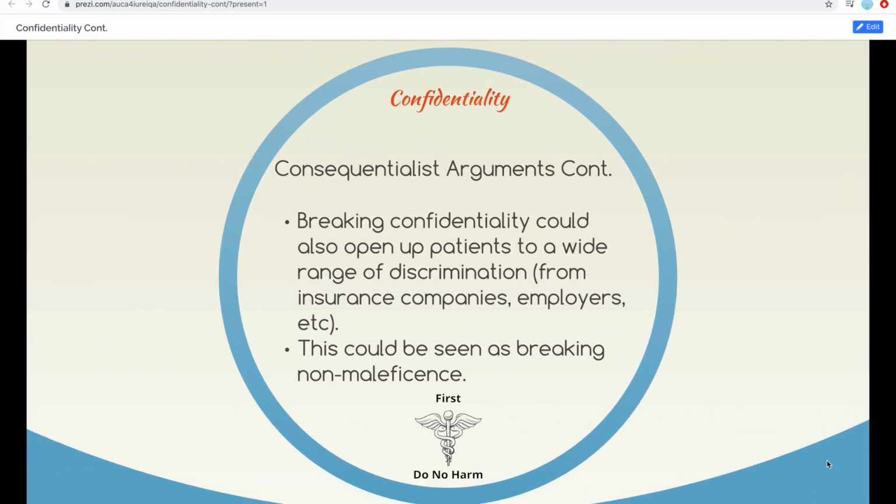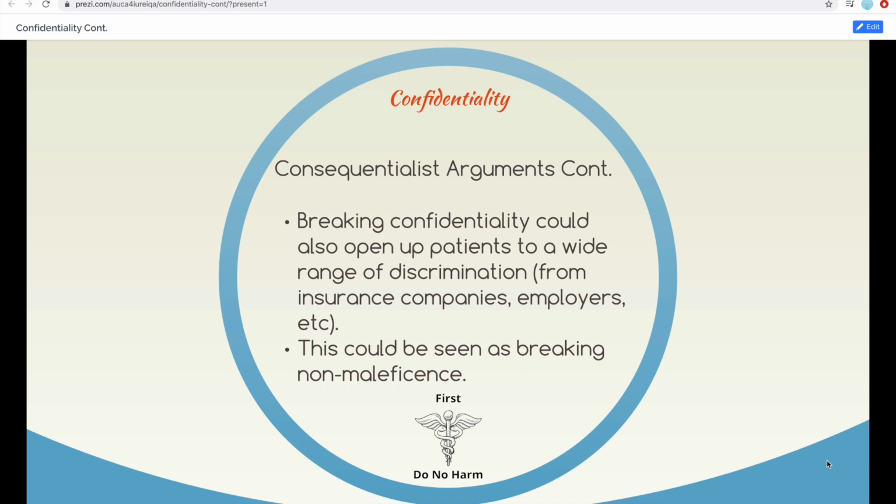In addition, breaking confidentiality could open up patients to a wide range of discrimination. So justice comes in here, right? From insurance companies to employers, etc. And this could be seen as breaking non-maleficence, or doing no harm.